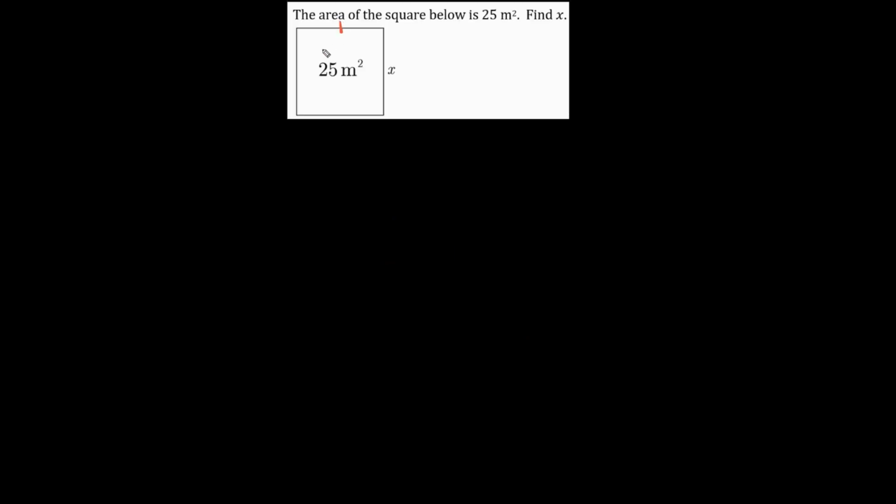The area of this square is 25 meters squared. Let's find x. What times what is 25? We have 5 meters times 5 meters equals 25 meters squared. So x equals 5 meters.